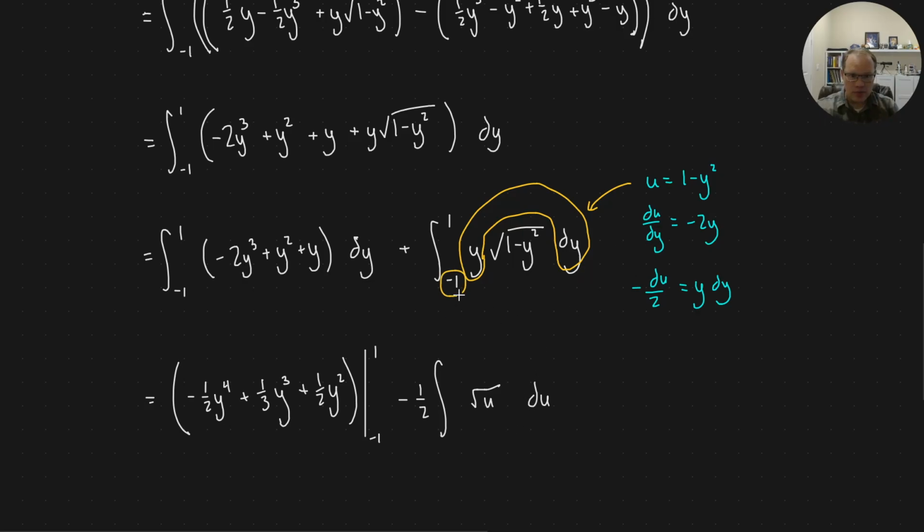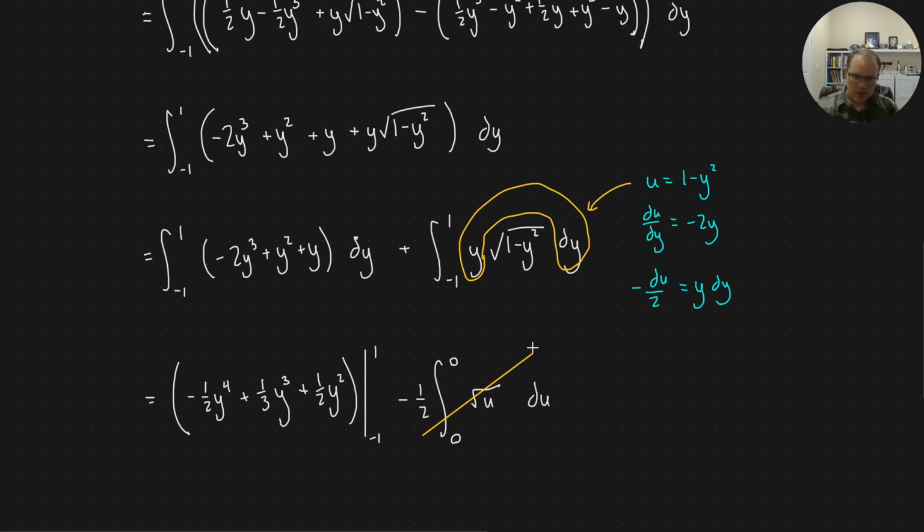And then u goes from, if y is -1, then u starts at 0, right? If I plug -1 in there, I go from 0. And if I plug in 1, well, 1 minus 1, hey, that's also 0. Well, that's interesting. What does that mean? Well, the area from 0 to 0 is 0.